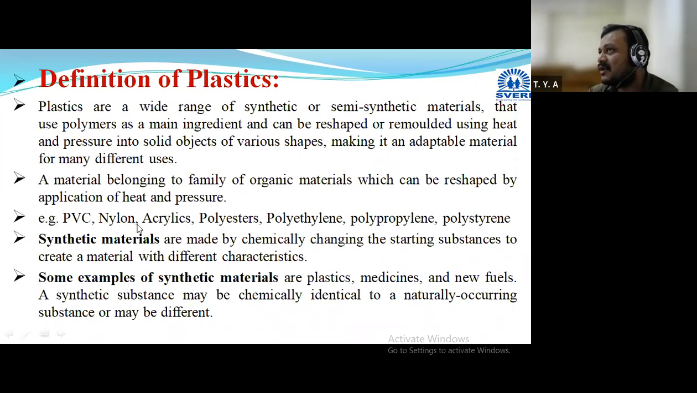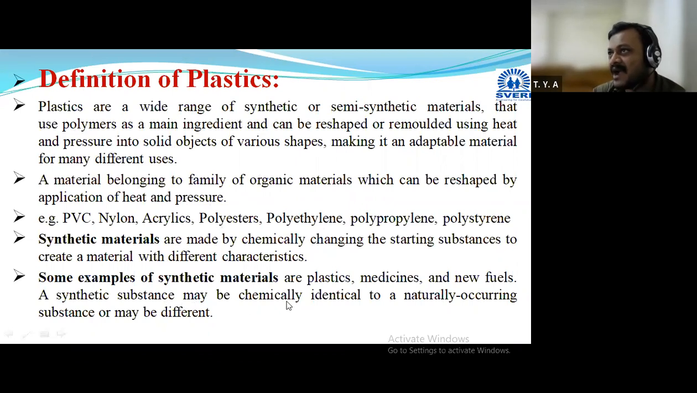Then nylons, acrylics, polyesters, then polyethylene, polypropylene, polystyrene. From polyethylene we are having polyethylene carry bags. Polyethylene bags are examples of these plastic materials. So this is the little introduction related to the plastic material.